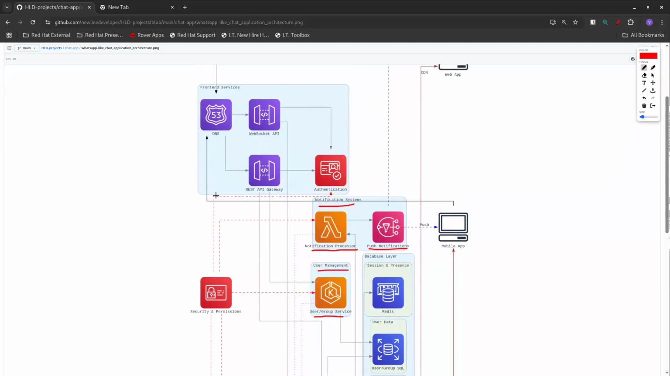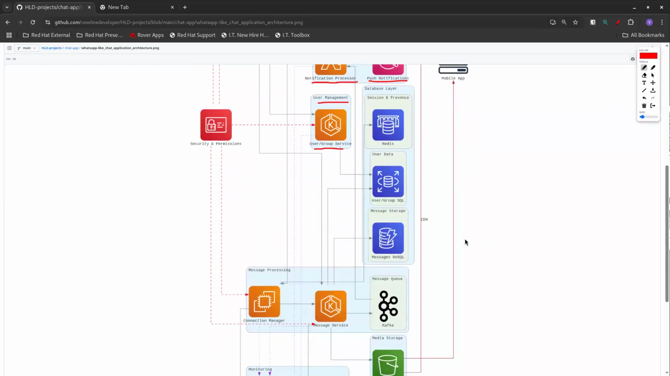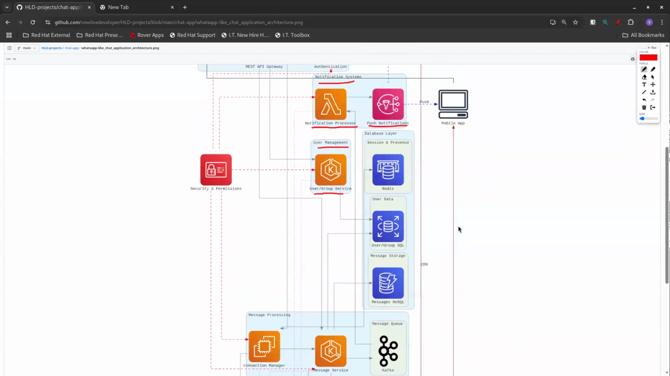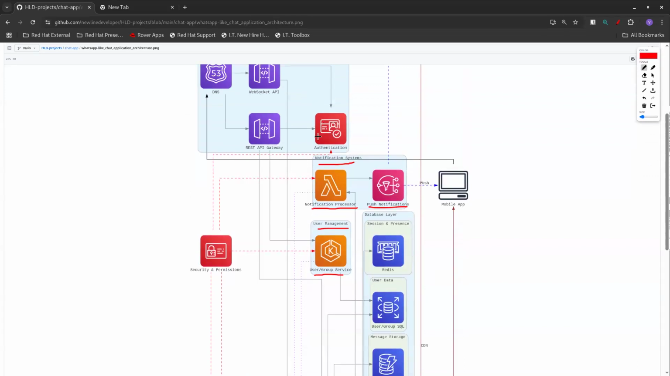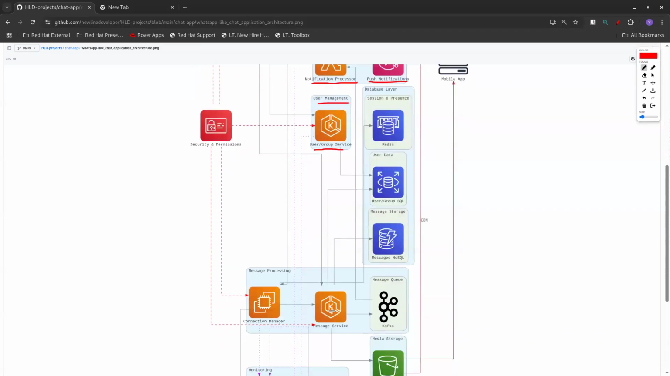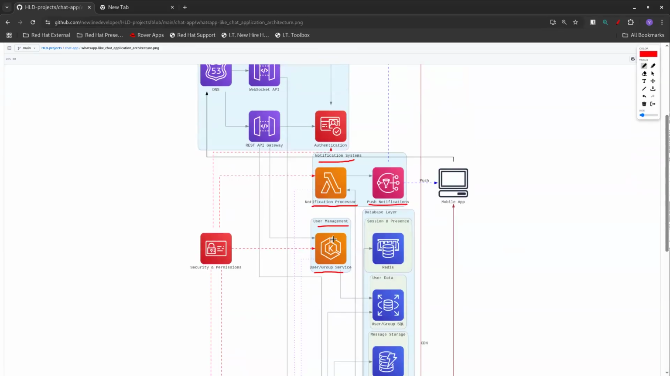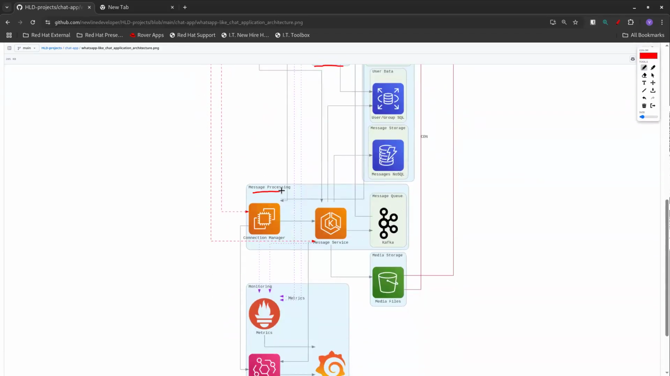So it will connect with the DNS, and then yeah, so this is how it will come, request API to user management service or messaging service. So a request will come here. Or the WebSocket messages.